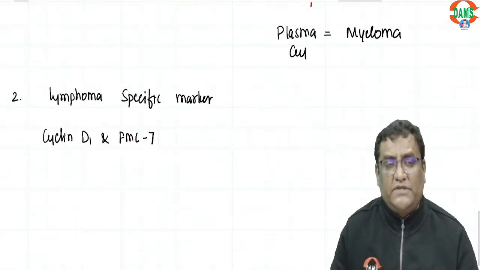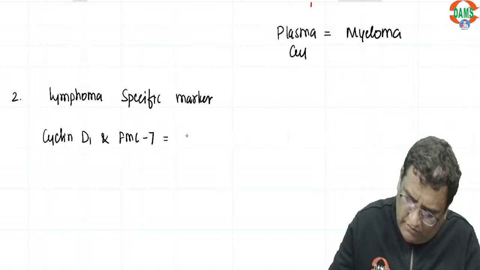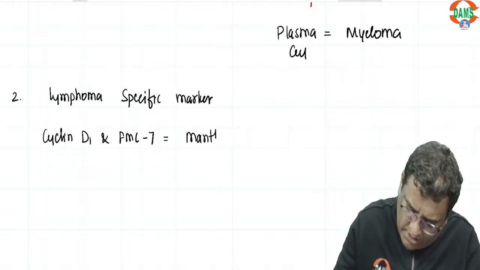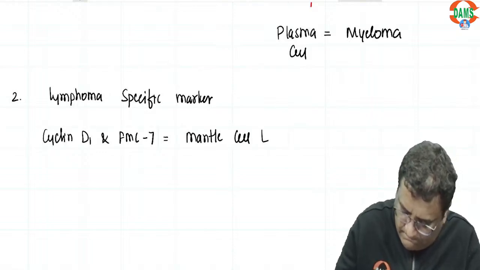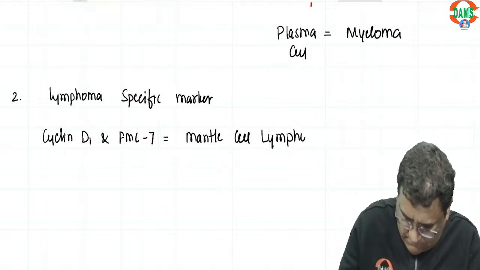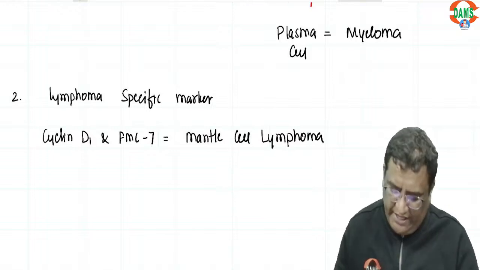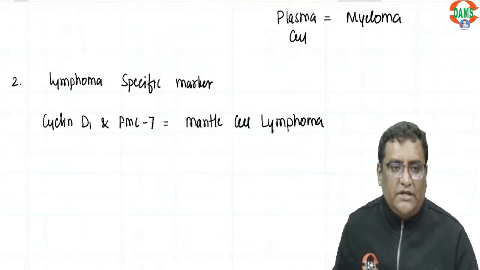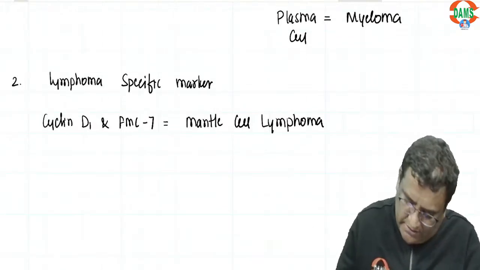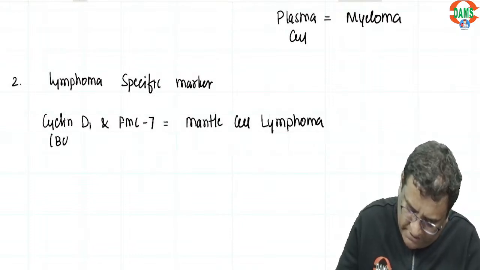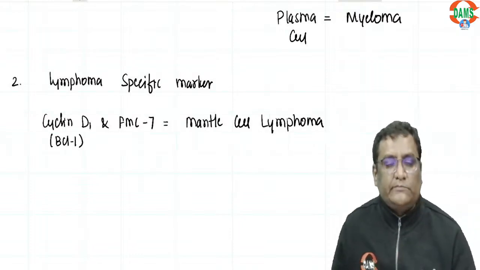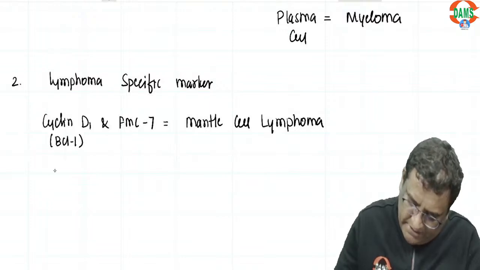Cyclin D1, FMC7 are markers of mantle cell lymphoma. Cyclin D1 is also called BCL1, remember. Next marker, BCL2.